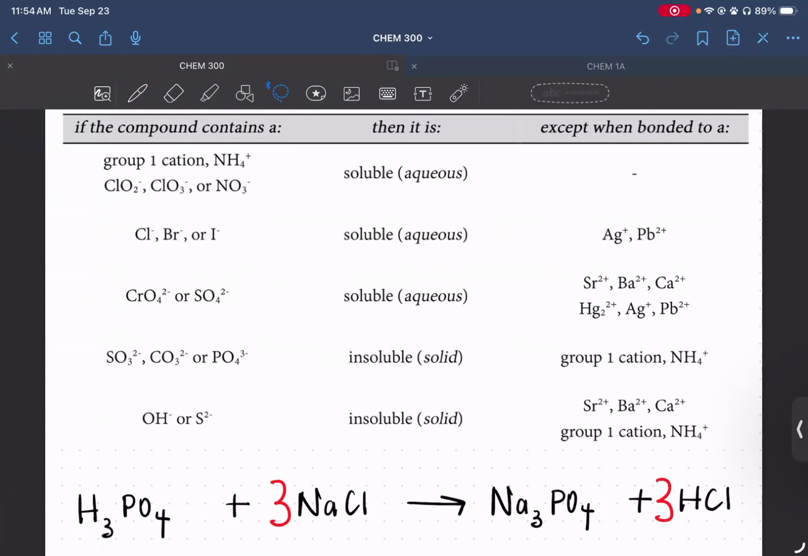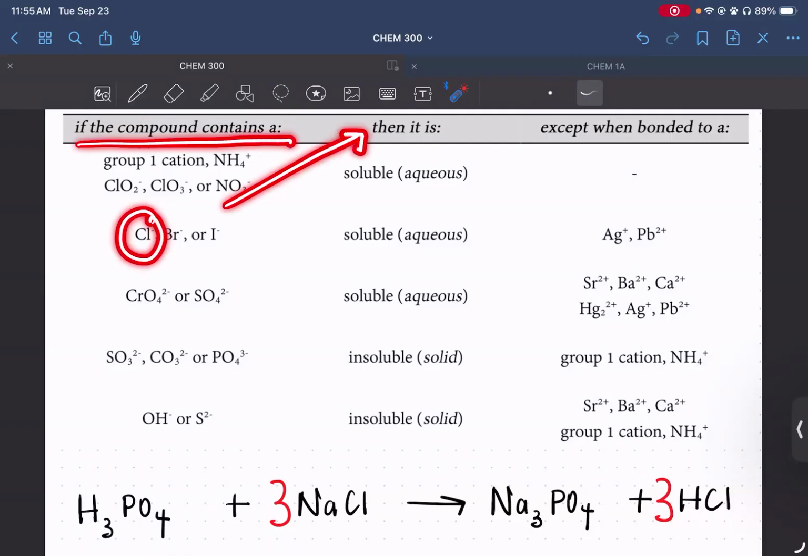The table is meant to be read in the direction of its columns, one at a time. If the compound contains a chlorine, then it is soluble except when bonded to. So it's very much meant to be read as a full, complete sentence. So let's use that and try to identify whether or not the following compounds are aqueous or solid.